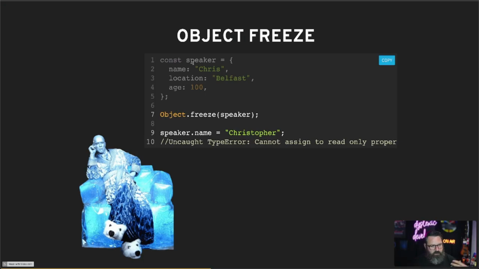Again, as in our previous examples, we have our speaker const, name, location, age, and then we call Object.freeze on it. What this is doing is freezing any modifications to this object. So if we try to do something that we've previously been able to do, which is part of the spec and is allowed, like speaker.name equals Christopher, now we get a TypeError: cannot assign to read-only property. So we've now made all the attributes on our speaker read-only, and we cannot make any modifications.